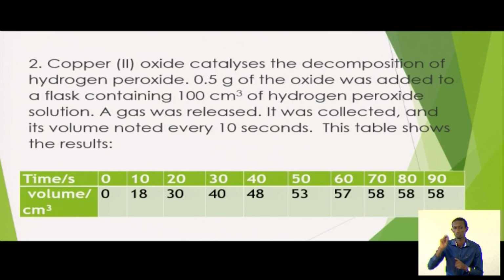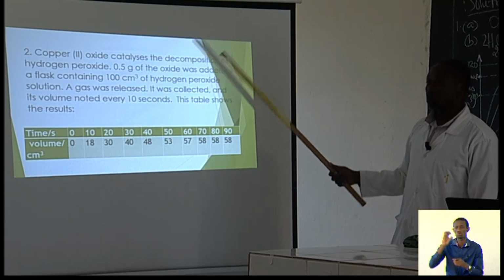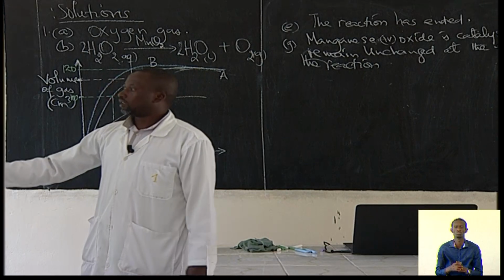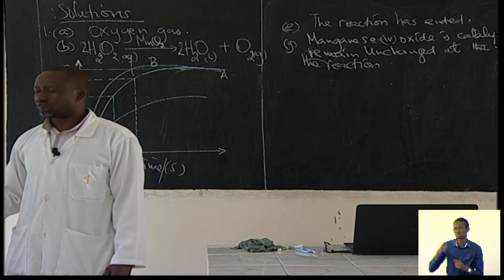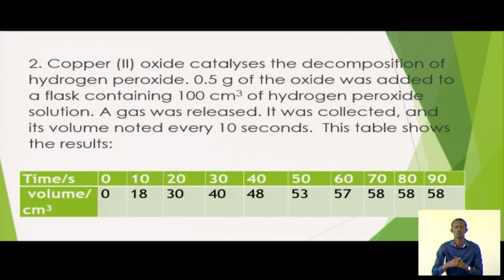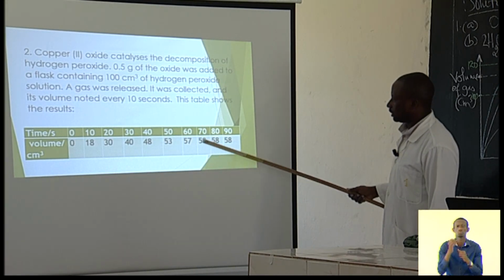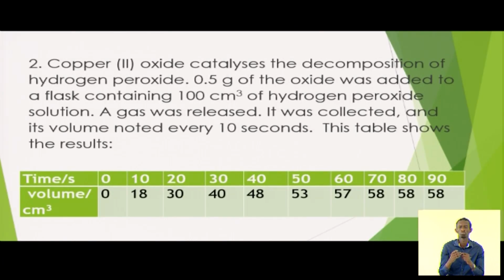0.5 grams of copper 2 oxide was added to a flask containing 100 cubic centimeters of hydrogen peroxide solution. A gas was released. Which gas? Oxygen gas. It was collected and its volume noted at 10 second intervals, and this is the table of the results that were produced. Look at the table of the results. 0, 0; 10, 18; 20, 30; 30, 40; 40, 48; 50, 53; 60, 58; 70, 58; 80, 58; 90, 58.